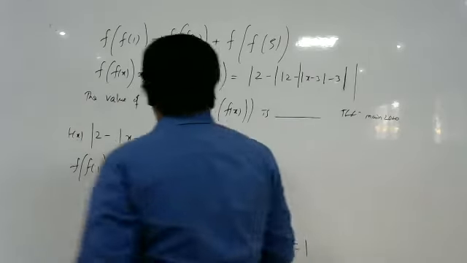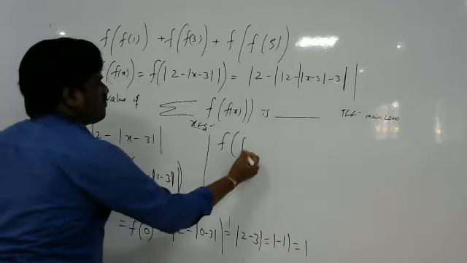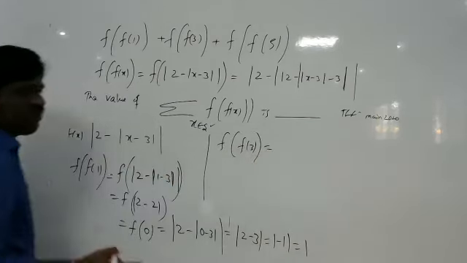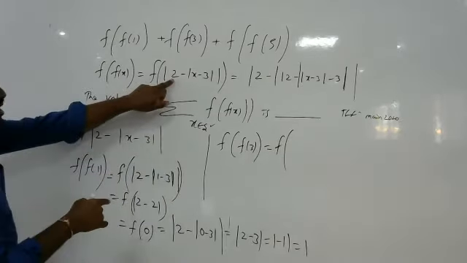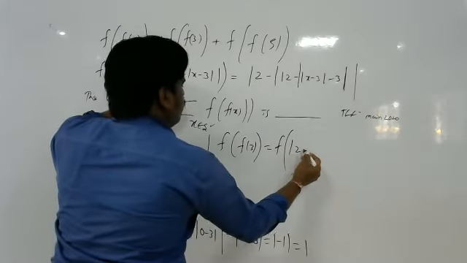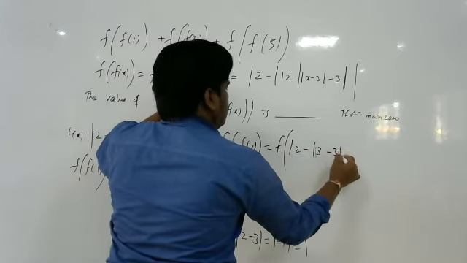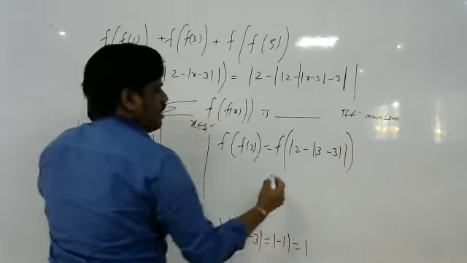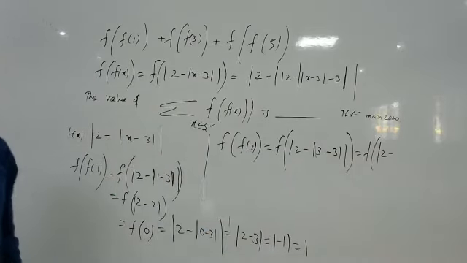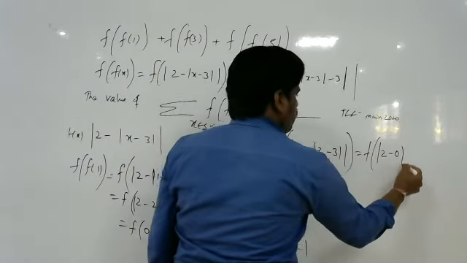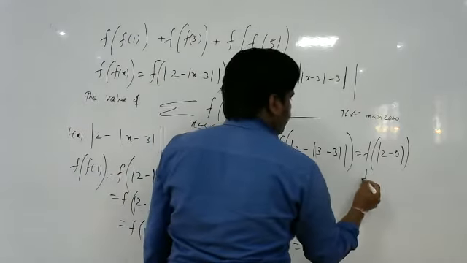Yes, sir, understood. See here, I'll tell you one more way. I want f of 3, right? So first I will find f of 3. I substitute 3 here. What do I get? Modulus of 2 minus modulus of 3 minus 3. 3 minus 3 is 0, mod 0 is 0, so you get mod of 2 minus 0, which is 2. So f of 2 I got.